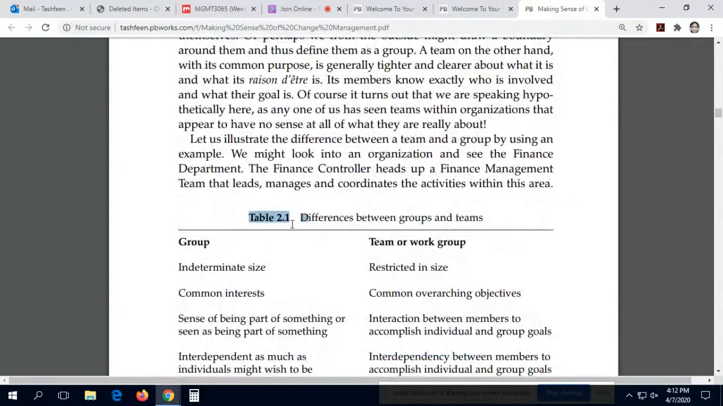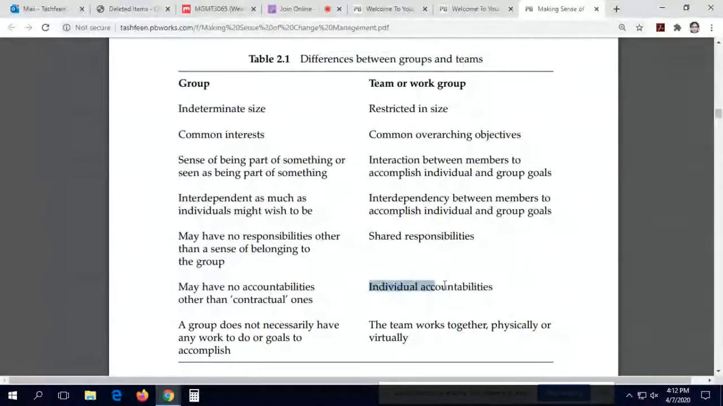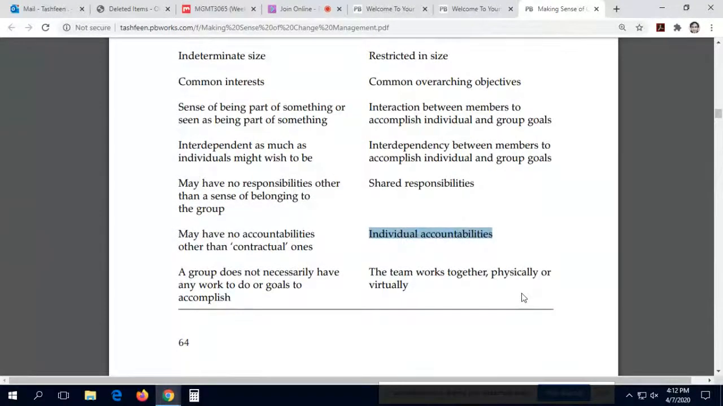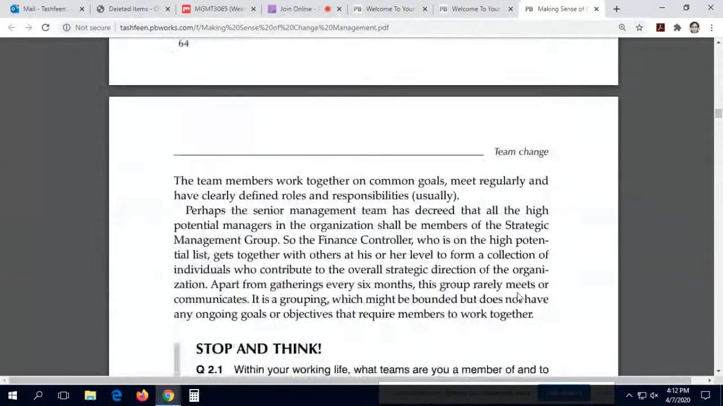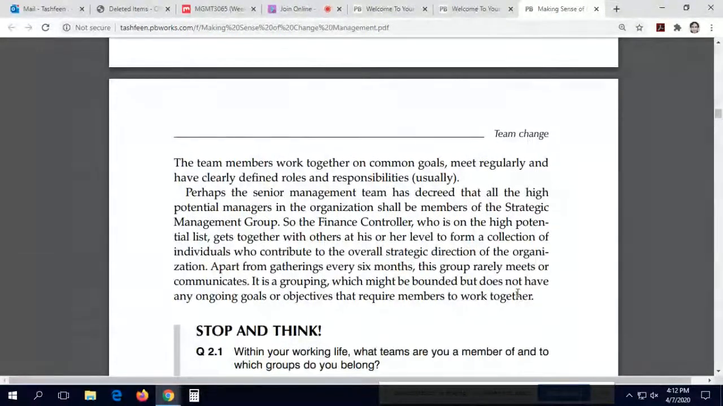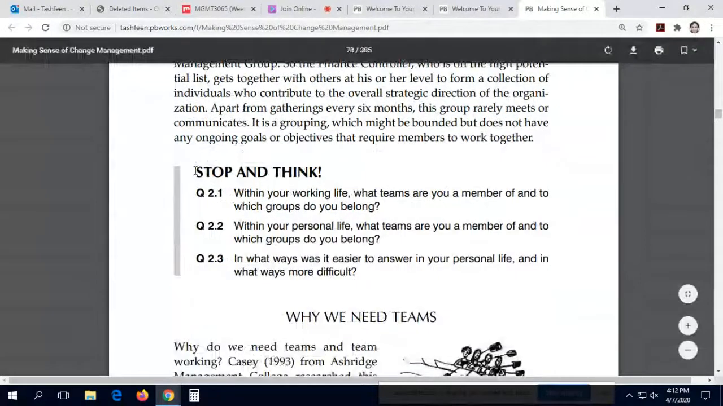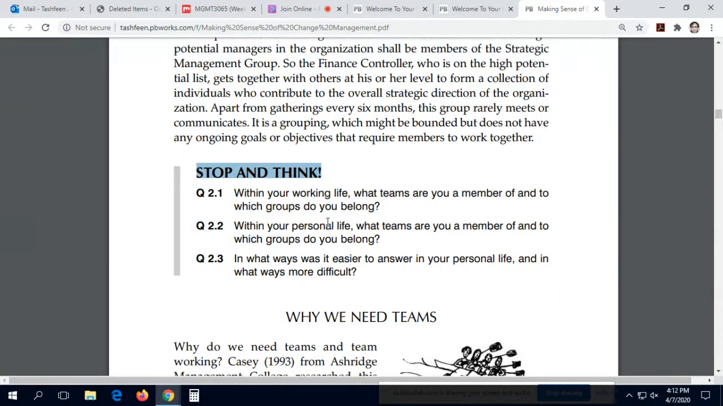Anyways, let's come back. Table 2.1, differences between groups and teams. Look into these. For example, individual accountability. Denise gave us examples of reward and stuff like that. You can think about those types of things throughout the chapter. I told you last week also, there will be questions like these. Stop and think. Please feel free to stop and think, reflect on these, try to develop your own understanding. The chapter asks you the question, why we need teams. Many reasons.